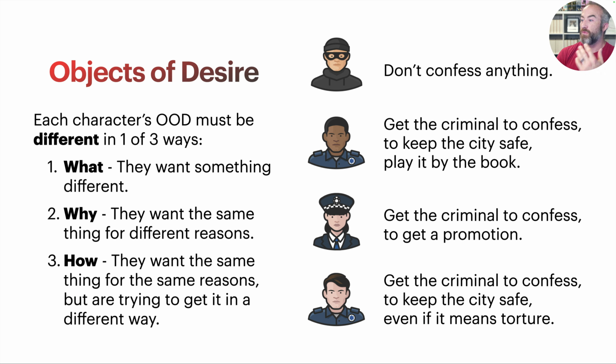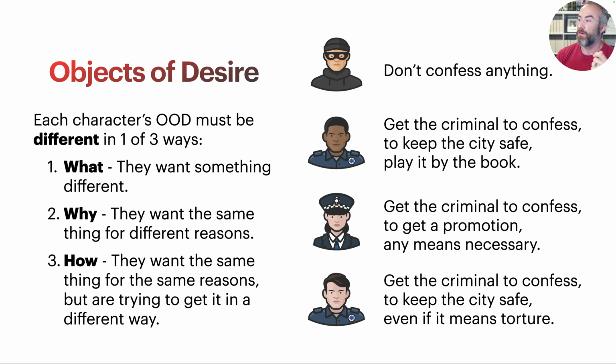And then, of course, we look at the captain again. She wants to get the criminal to confess, to get a promotion, and any means necessary works for her. So this is where, if you have multiple characters in the scene, they have to have something different about their object of desire in order to create the tension between all of the characters.